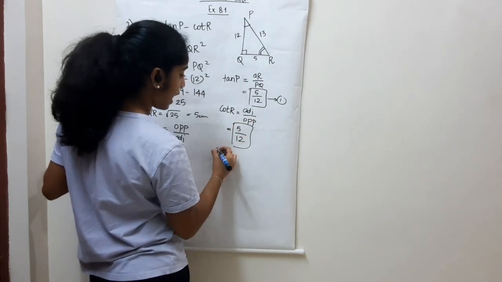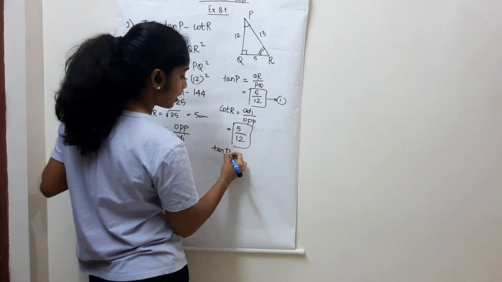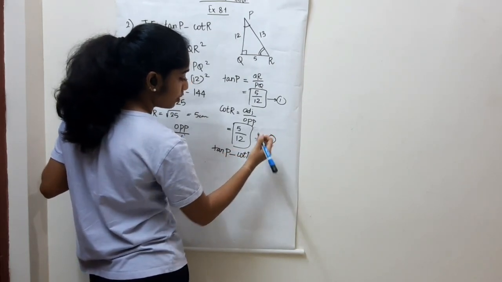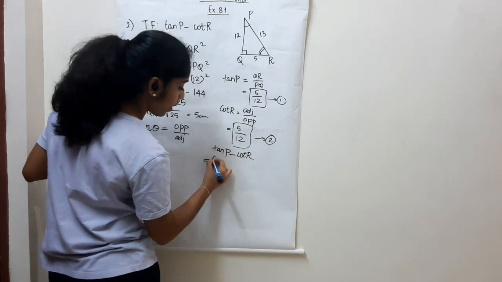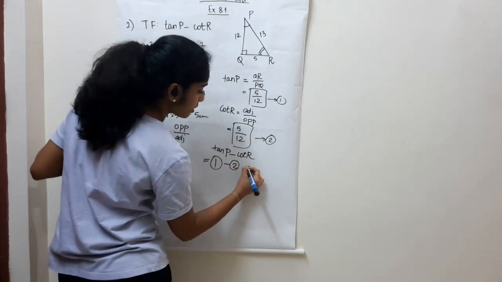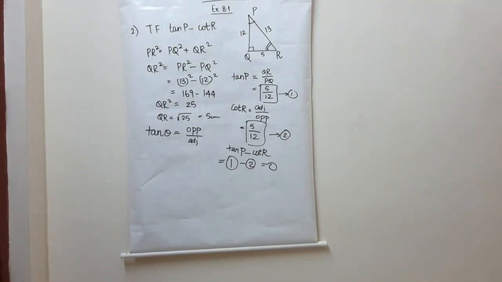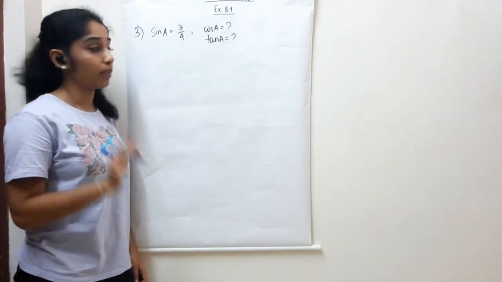Now you have tan P minus cot R. Let's take it as 2 equals to 1 minus 2, which will give you 0. So that's problem 2. Let's move on to the third problem.